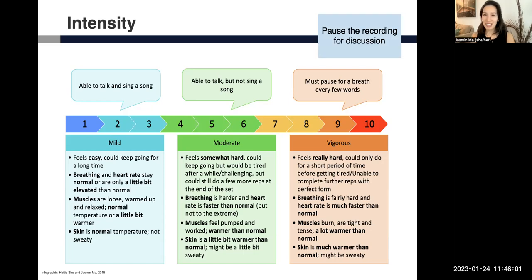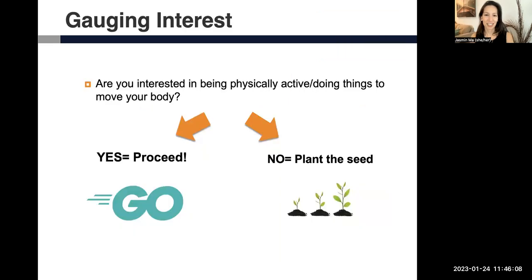Okay, so now we'll take a moment here to have a little bit of a discussion. So where we can move from here, now we have a sense of what physical activity is. Before engaging in this conversation, we want to see if this is something that our client wants to talk about in the first place. So I like to start with this question about, are we interested in being physically active or moving your body? And we have the yes, the ProACTIVE model, and no, the plant seed model.